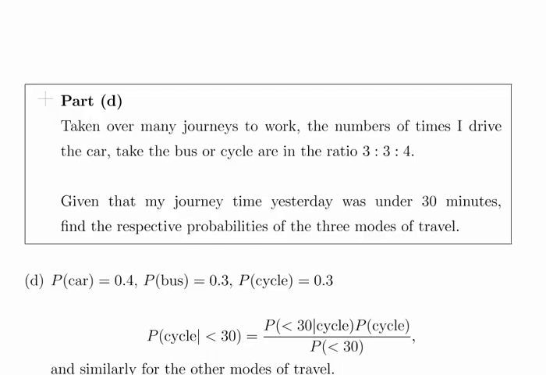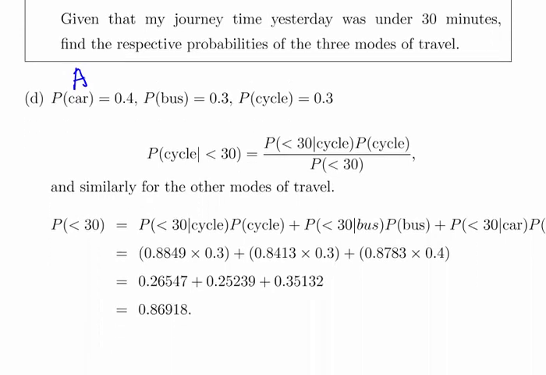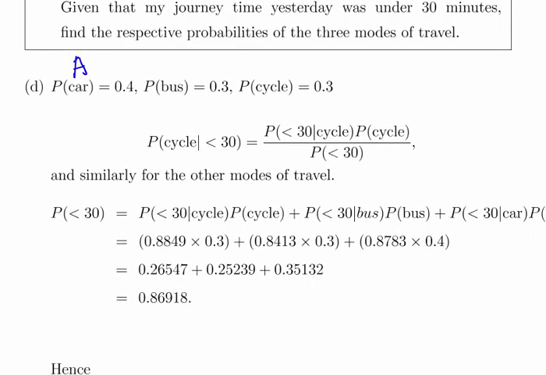Okay, so this is using conditional probabilities essentially. Probability of car, probability of bus, probability of cycle, and there we go. Essentially, what is the probability that I cycled given that the journey time was under 30 minutes? We're just given the probability of bus, probability of cycle, and so on. We actually worked these out already. The probability of being less than 30 minutes given that you cycled, that's what we did in part B.